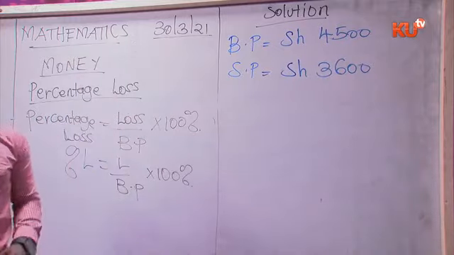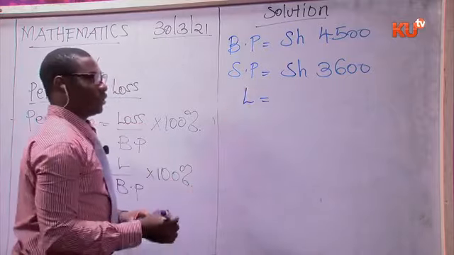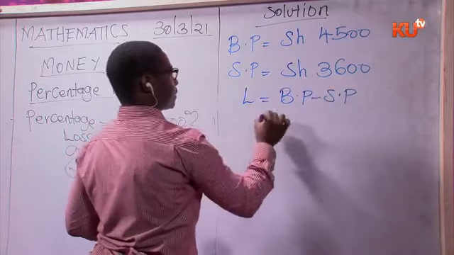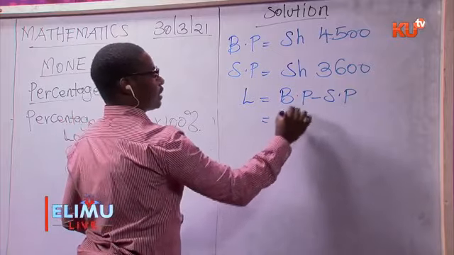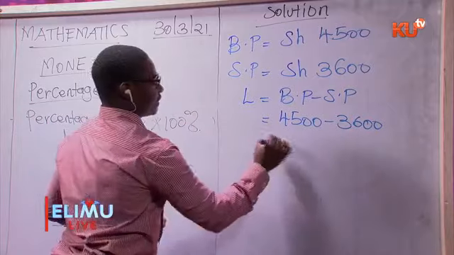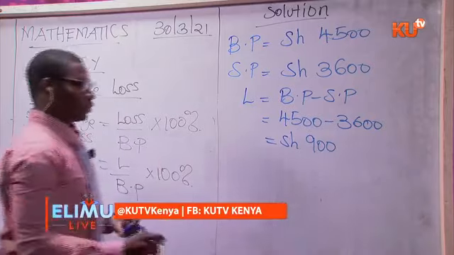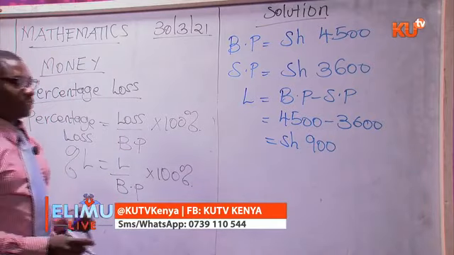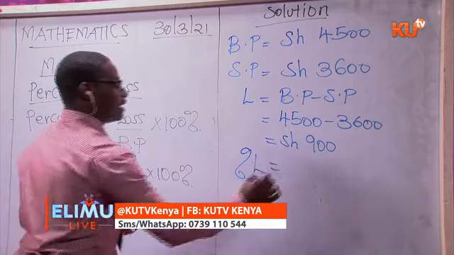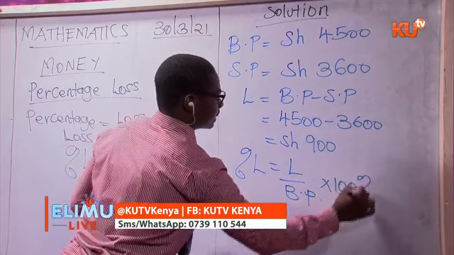So we need to get the percentage loss. For us to calculate percentage loss, we first of all need the loss. Loss is buying price minus selling price. Our buying price is 4,500 minus 3,600. Therefore, our loss is 900 shillings. But that is not the answer. We are looking for percentage loss. This is just the loss. So percentage loss, therefore, is loss over buying price times 100%.